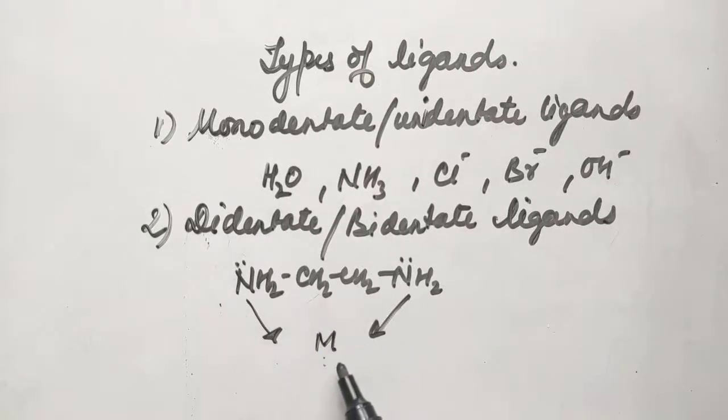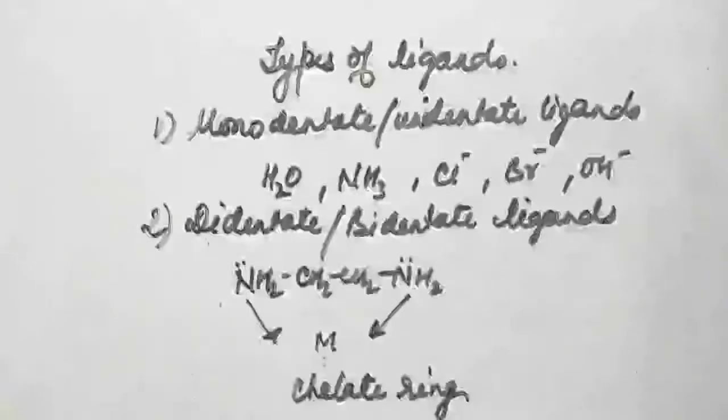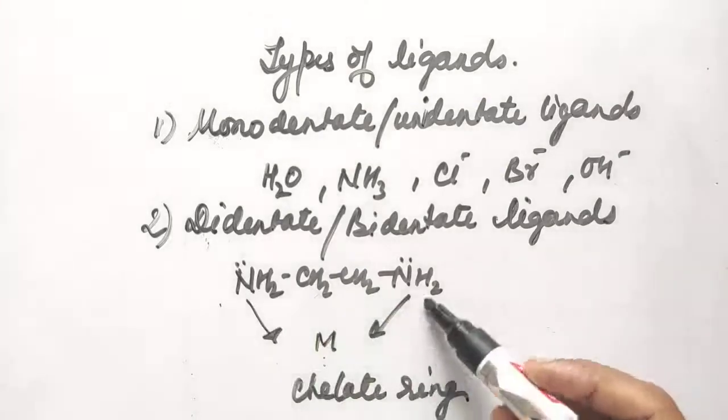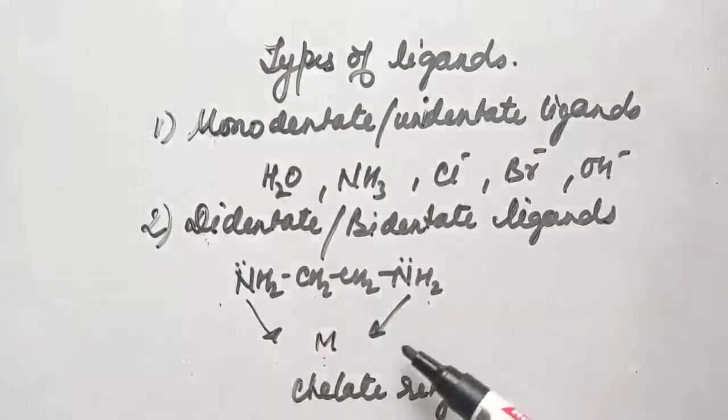Okay, they are forming a closed structure which is known as a chelate ring. And the ligands which are forming this type of closed structure are known as chelating ligands. And this whole structure, the metal-ligand structure, the whole spatial arrangement, is known as a metal chelate.